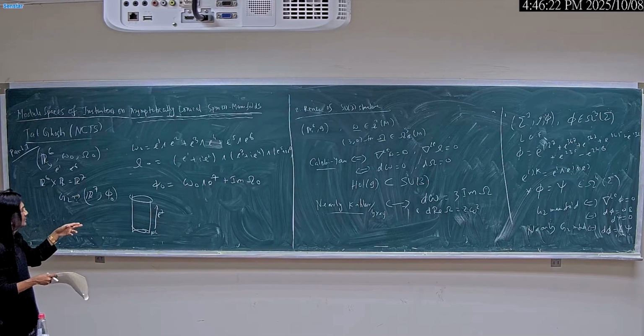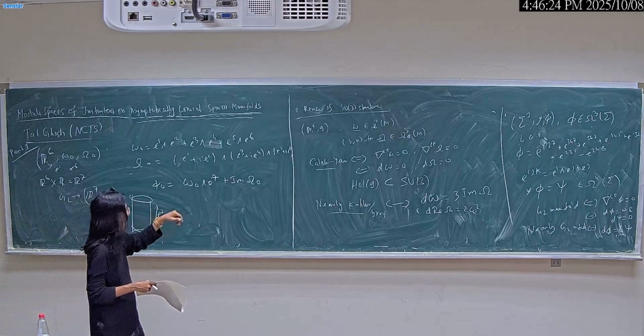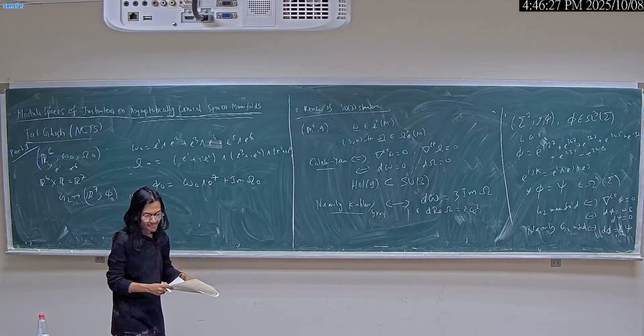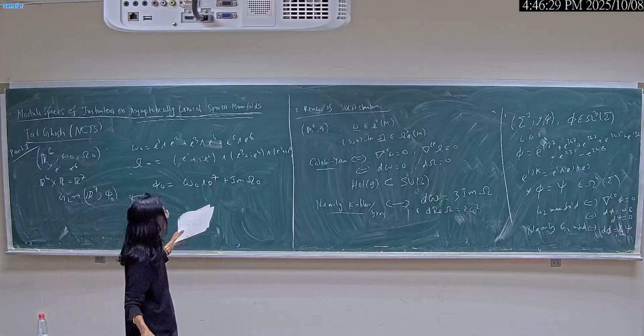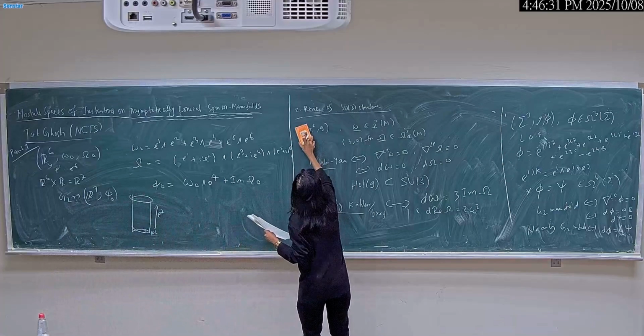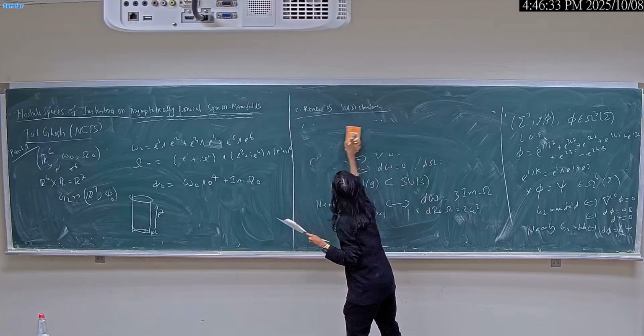So I'm gonna simply use this to define my spin 7 manifold very simply. So I'm gonna do the same on R6.